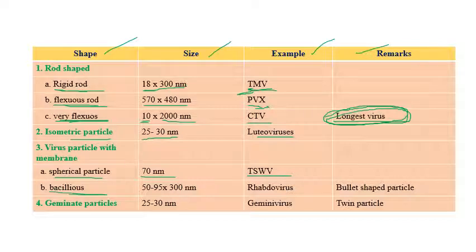And then bacilliform, the size ranges from 50 to 95 by 300 nanometers in diameter. The best example is rhabdovirus. All the rhabdoviruses are bullet shaped particles. So the bullet shaped particle is produced by rhabdovirus.